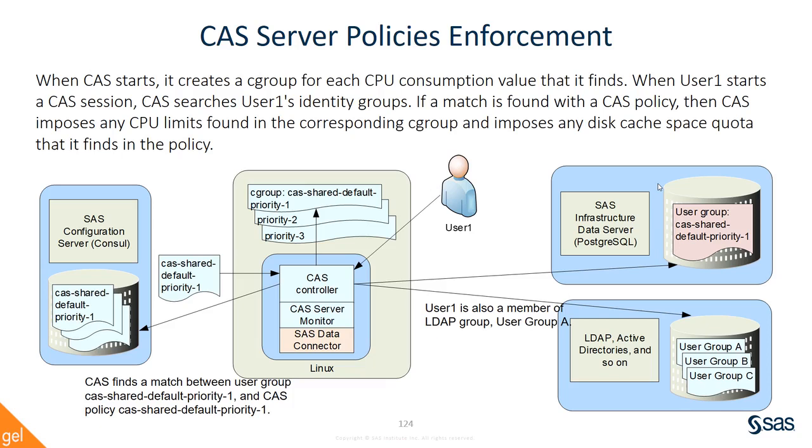Okay? So it's all handled for you behind the scenes. You don't really have to worry about it. When CAS shuts down, it deletes the C groups. So they're kind of transient in terms of the Linux world. If you were to go out, you can see them as long as the CAS server's up. Once the server dies, those C groups go away.